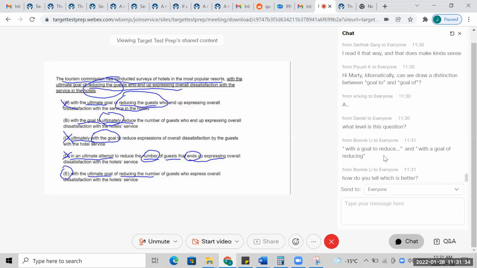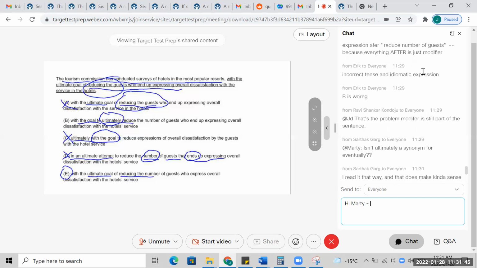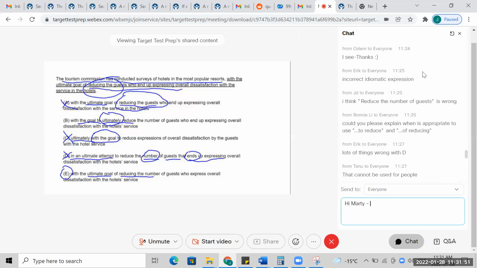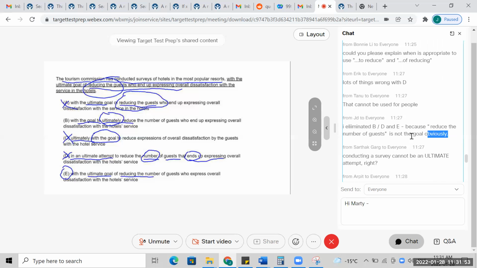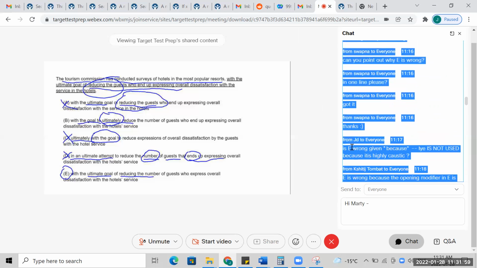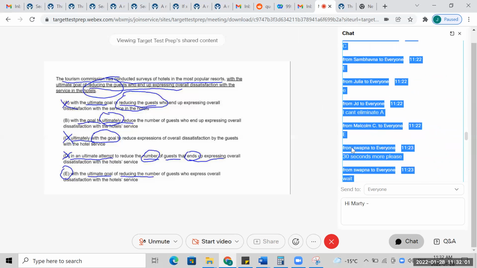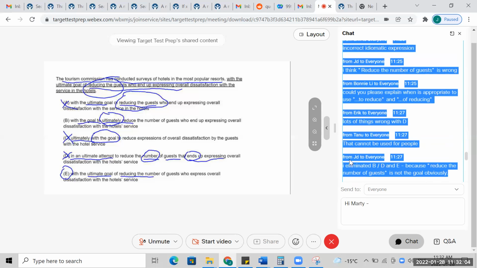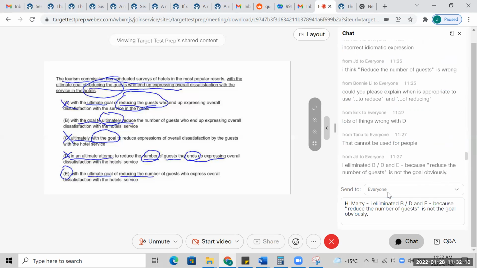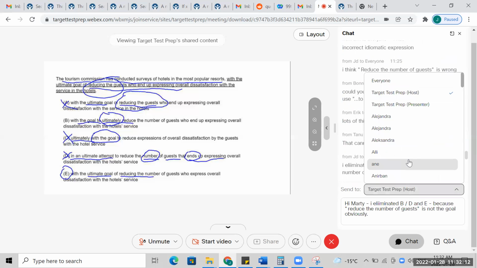For some of these, you just sort of have to know your modifier. Someone's asking how you know if "goal to" or "goal of" is better. You have to know your idioms. But do we need to know that idiom to get this right? No. If we notice the intended, logical meaning, the ultimate goal of reducing makes complete sense. The goal to ultimately reduce, I'm not really sure what that means. So E is a much better version. Without knowing any idioms, we could easily get this question right.